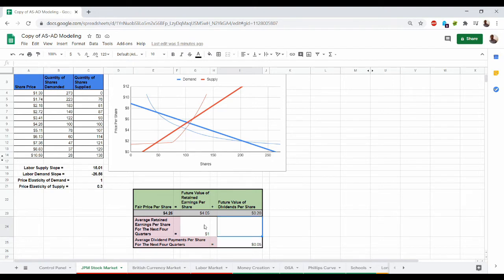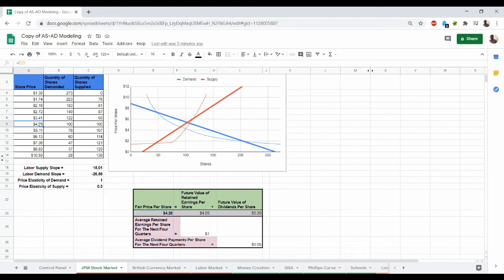And then, using some non-essential assumptions about what the interest rate would be, we can come to the conclusion that the fair price for a share of JP Morgan and Chase stock based on this would be $4.26.